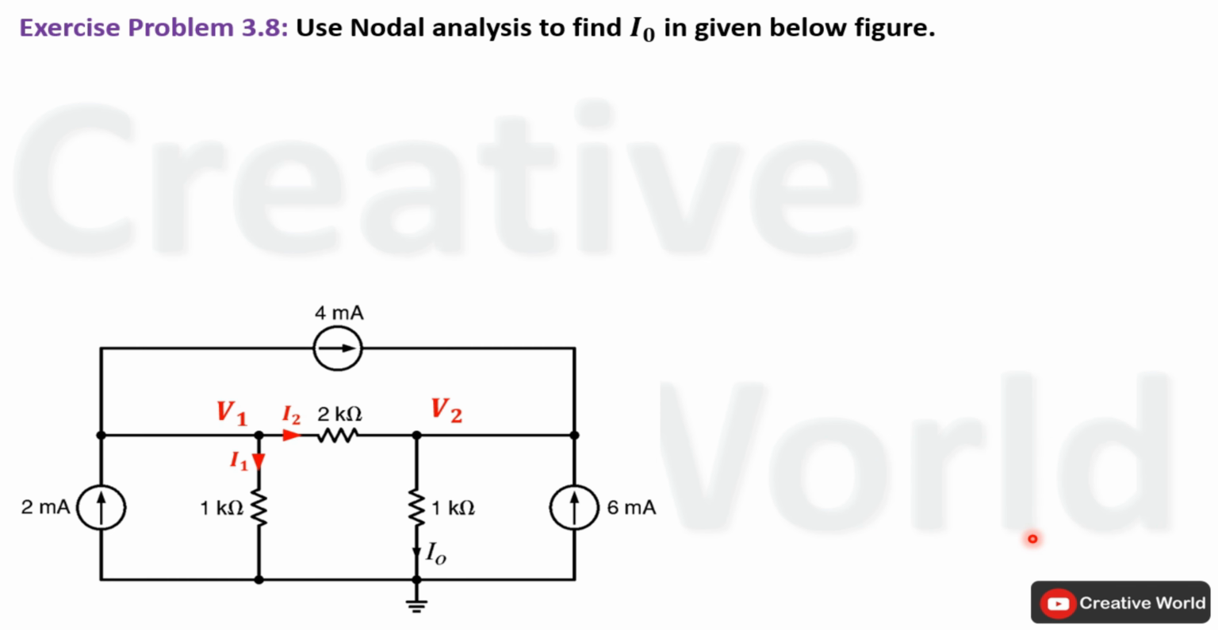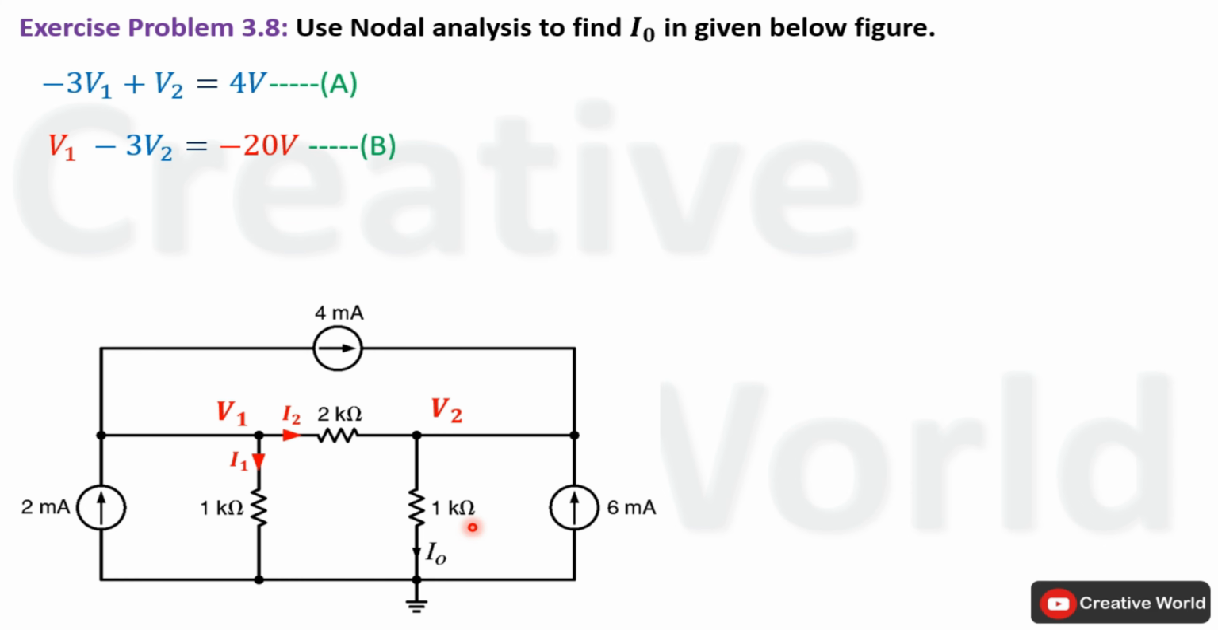Up to this point, we have retrieved two node voltage equations from this network. Now we have to solve these equations in order to find out the value of voltage V2. If we succeed to find out the value of voltage V2, we will be able to find out current through this branch that is labeled as I0, and it is the required parameter given in this scenario. So first of all, we will try to find out voltage V2.